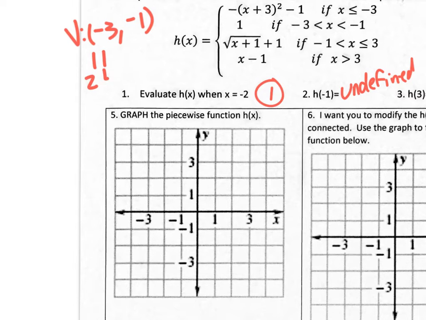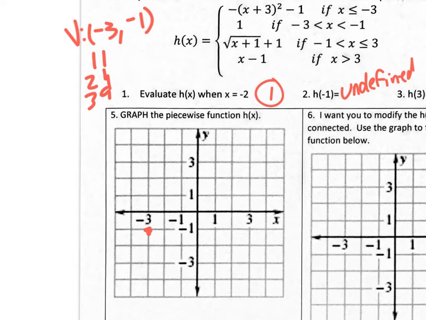1, 1, 2, 4, 3, 9 from the vertex. So these are all things that you don't need to write down, but you need to know them, right? So let's go to the vertex -3, -1. And if we go to -3, -1, we're at our vertex right here.